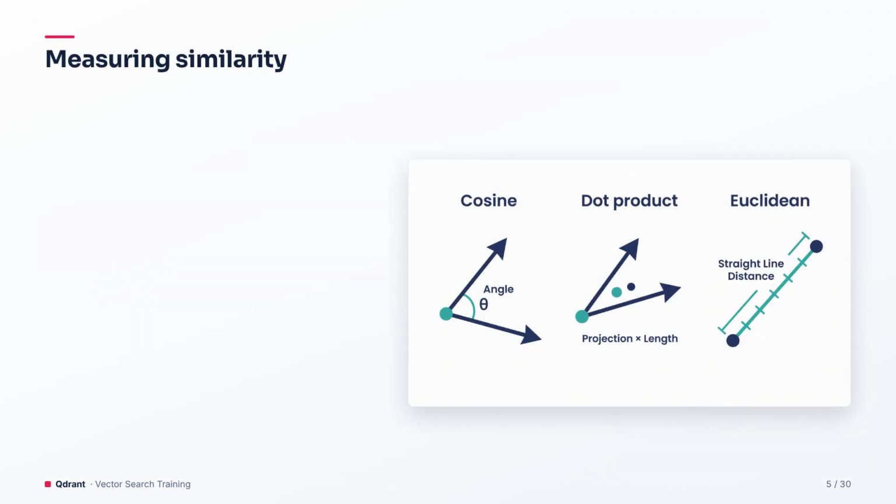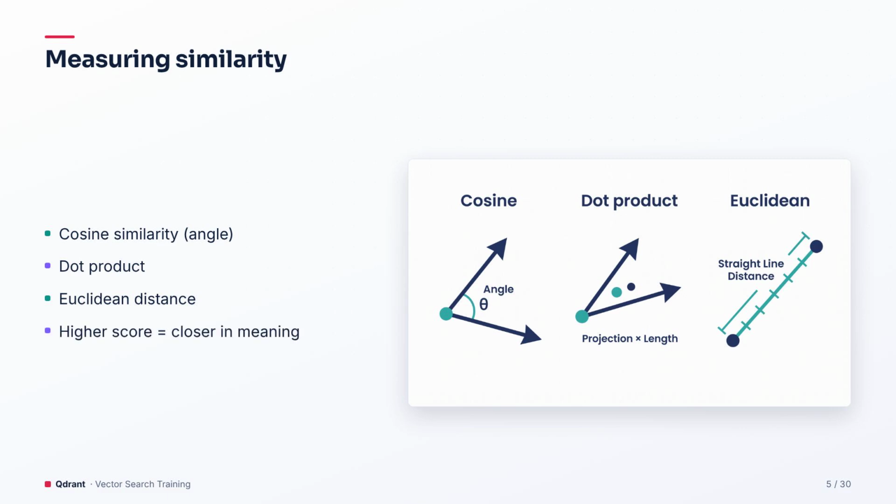To compare two vectors, Qdrant measures the distance between them. Cosine similarity looks at the angle between vectors and is the most common choice for text embeddings. Dot product and Euclidean distance are also supported. Whatever the metric, the idea is the same. A higher similarity score means the two items are closer in meaning.